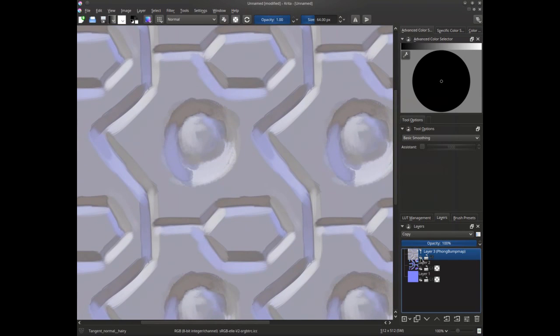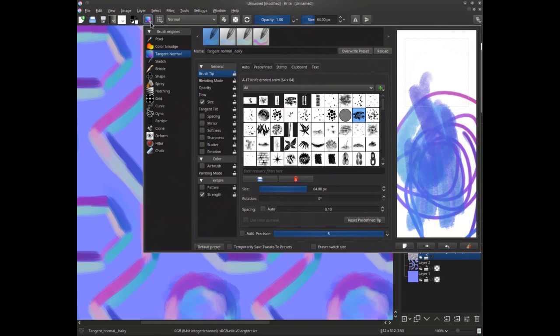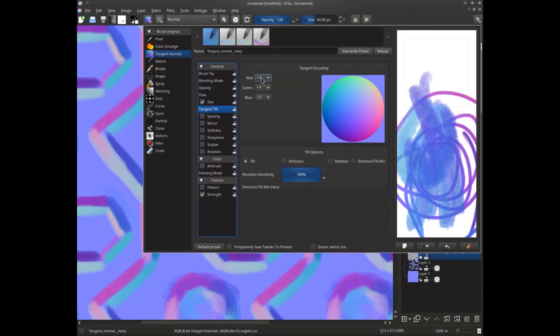Of course, these are not the only things. The tangent normal brush engine has a couple of features. For example, you can change the tangent encoding. This is because some 3D renderers don't say the red is the same as the X, and the green is the same as the Y, and the blue is the same as the Z. For example, a lot of game engines say the red is the same as the X, and the blue is the same as the Z, but the green is the same as minus Y. Which turns it into this kind of image.